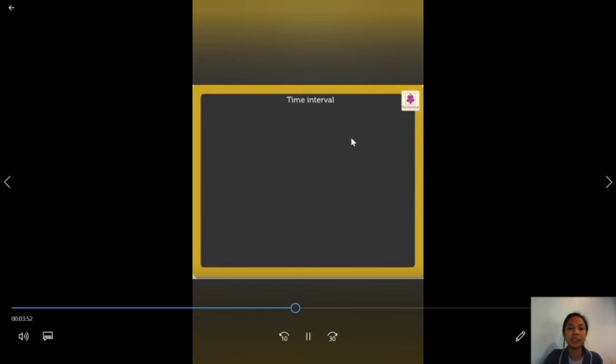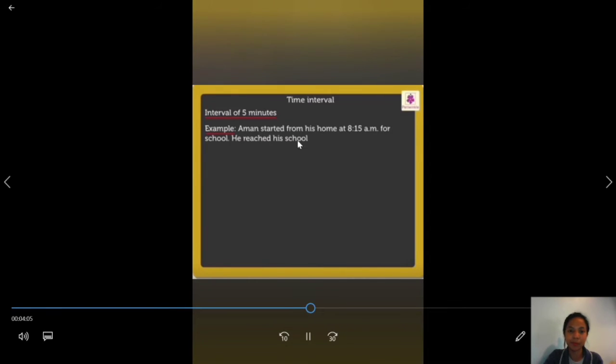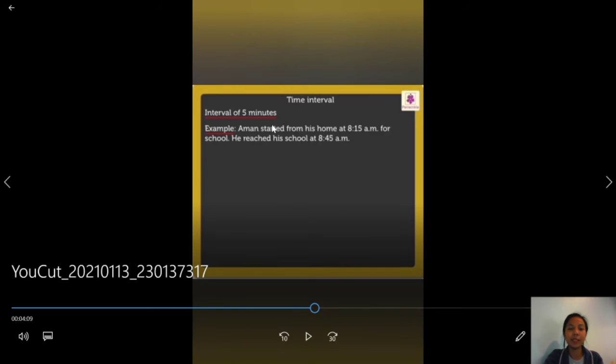Another example. This one is now about minutes, or intervals of 5 minutes. Earlier we had an example about hours, and now it's about minutes. Eamon started from his home at 8:15 a.m. for school. He left his home at 8:15 a.m. going to school, and he arrived at school at 8:45 a.m.